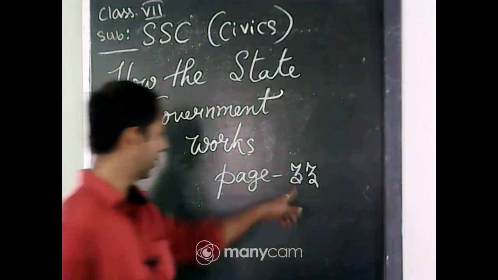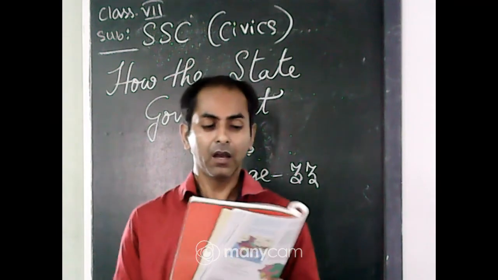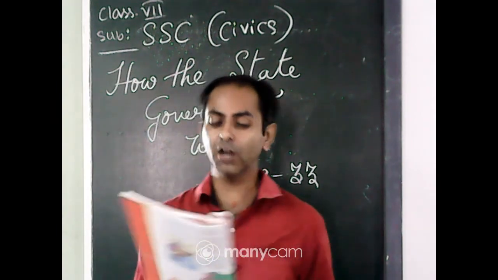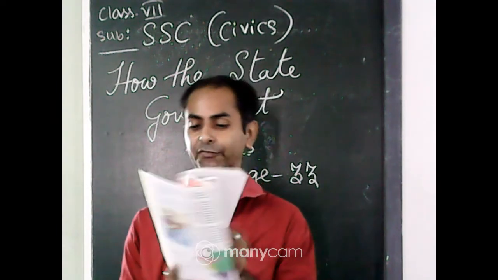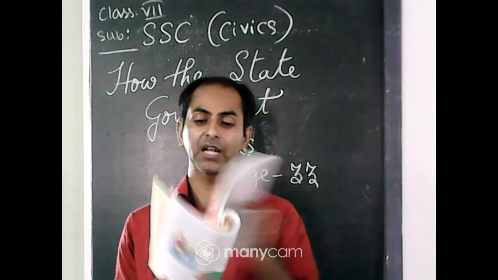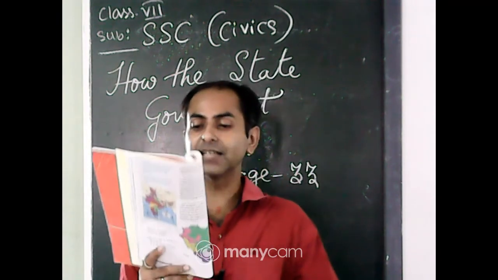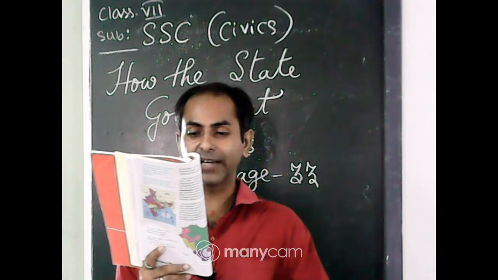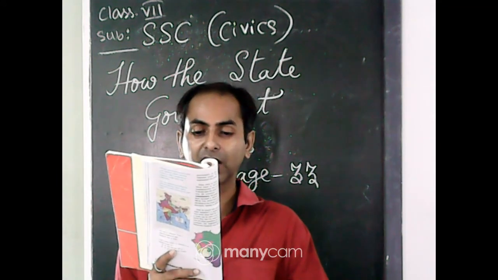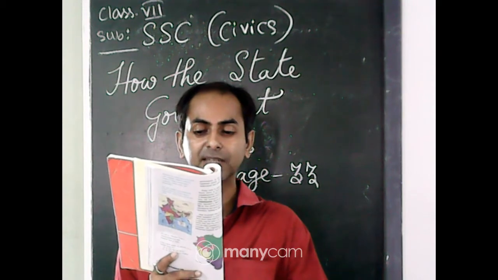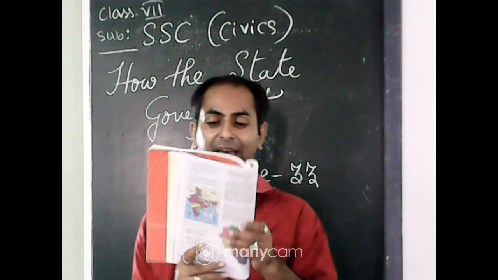Now today we will proceed with this next part. Come to page number 33 of your Social and Political Life 2 book. Candidates from various political parties won the 2017 assembly elections and became MLAs.